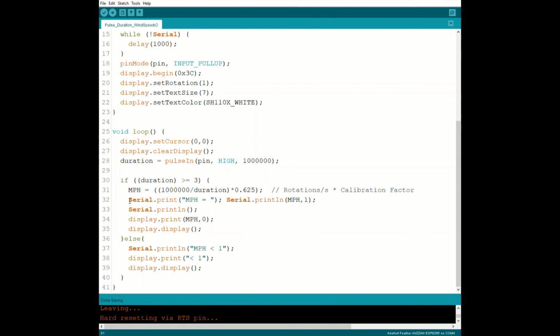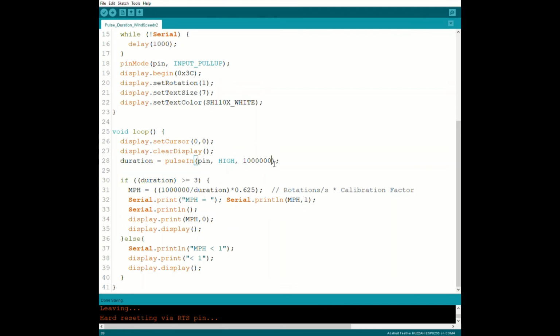So the next couple lines are just print lines. I print the measured speed in miles per hour to the serial print. I add a line so that I can differentiate one from the next, and then I display print unless my duration is not greater than 3.